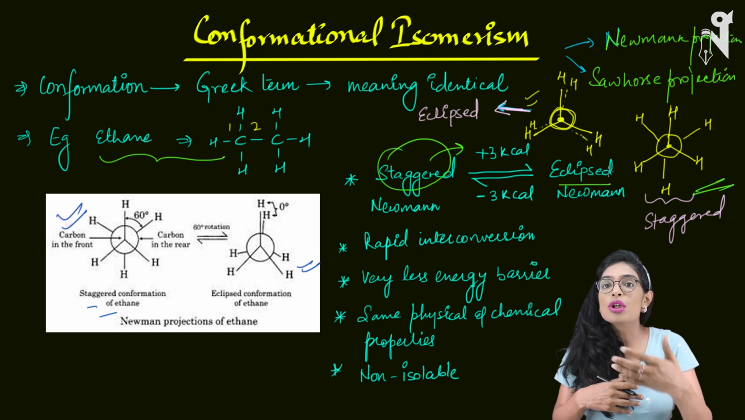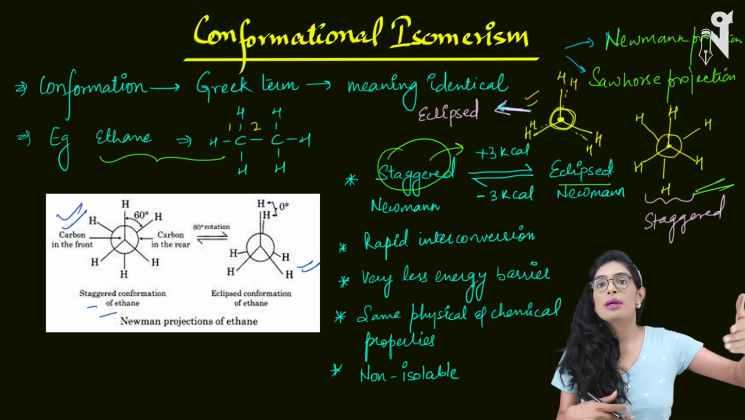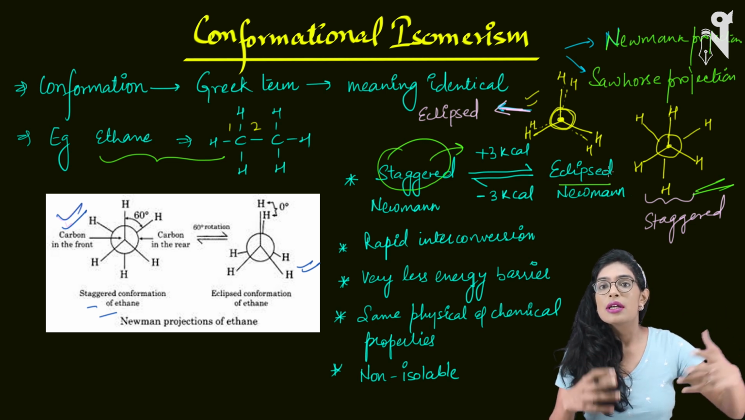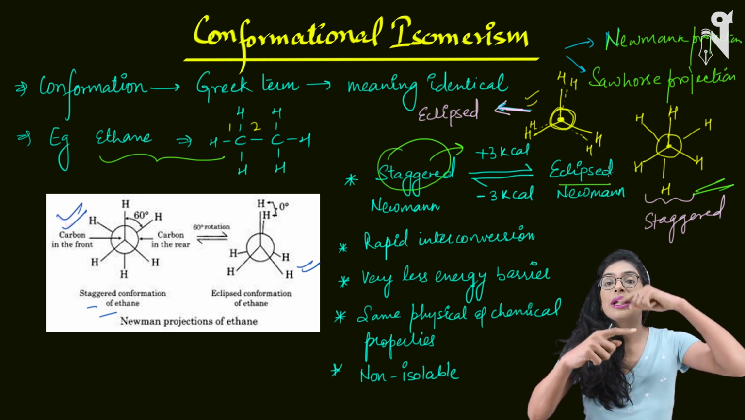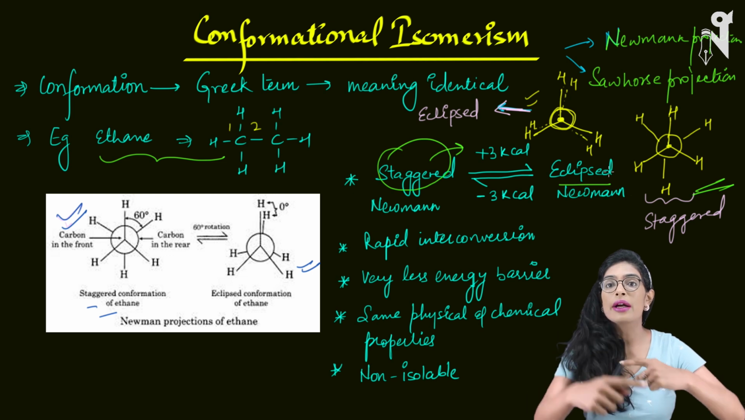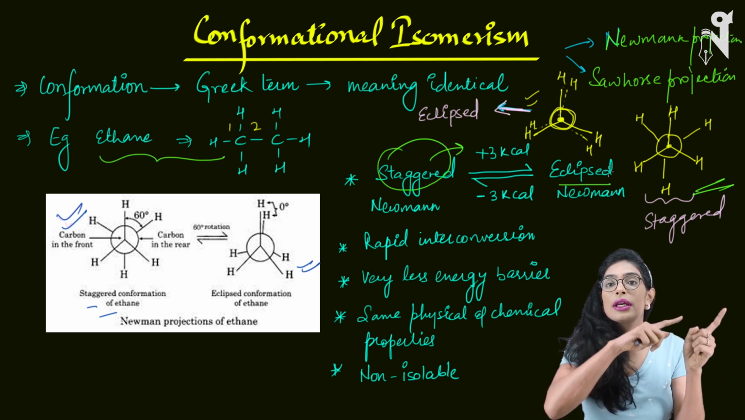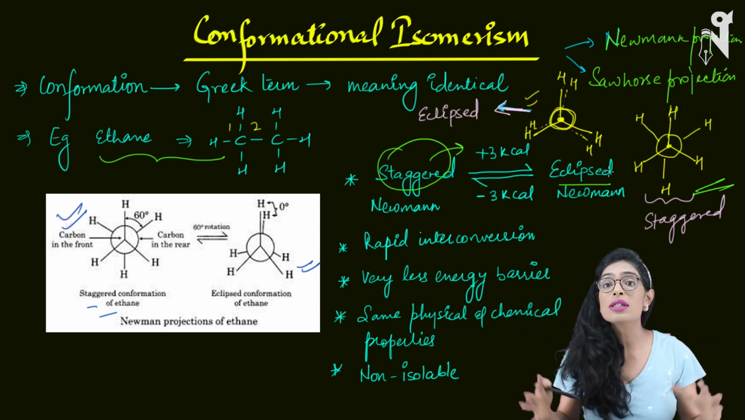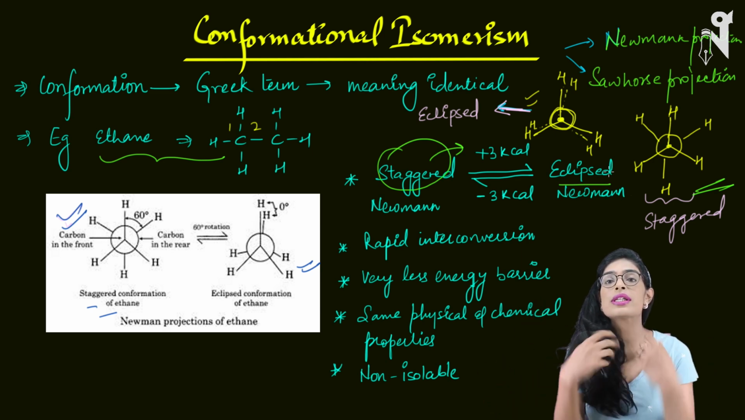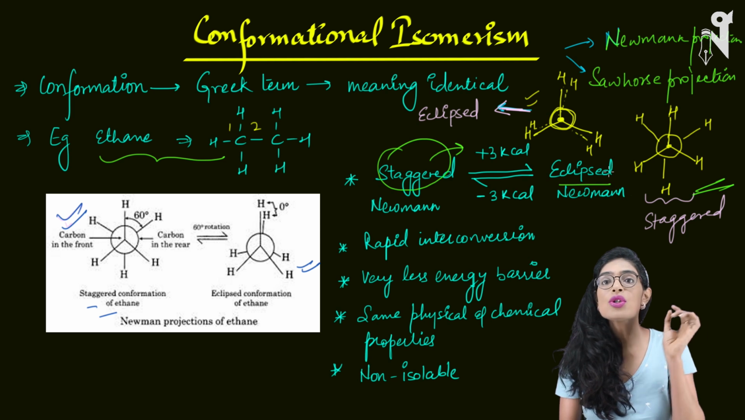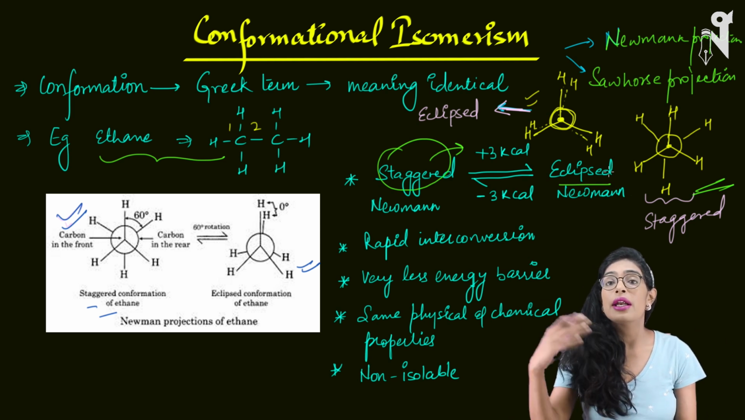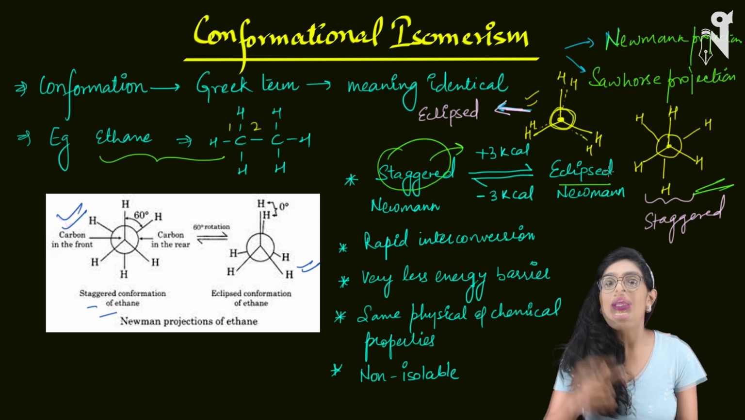And when eclipsed structure loses 3 kilojoules of energy, it becomes staggered projection, or you can say staggered structure. So basically when they're moving from eclipsed to staggered, what exactly is happening? Gaining energy, losing energy, gaining energy, losing energy, and that energy gain and loss is happening through the environment. You don't have to externally provide some energy. The energy amount is so less that it can be managed through the energy which is present in the environment, and that is why this interconversion is quite rapid.